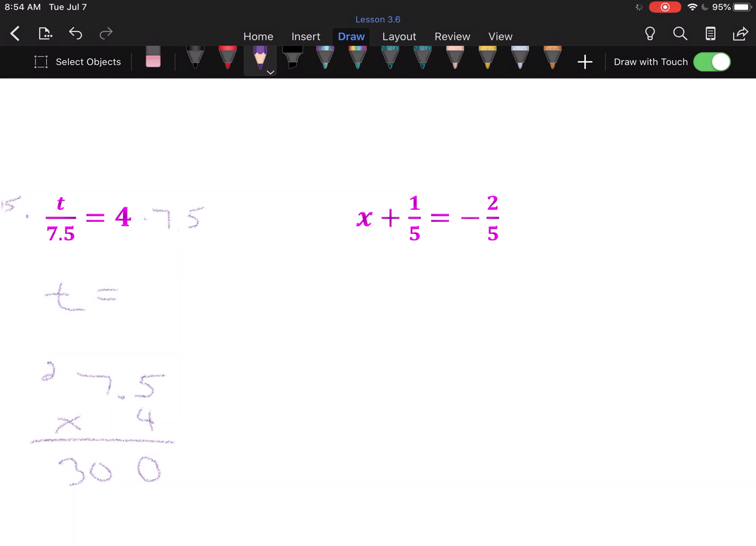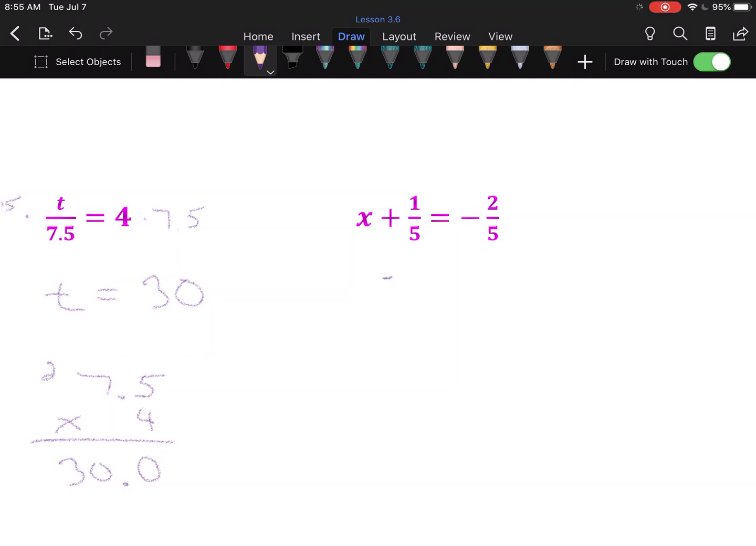1 decimal place in the problem, 0.5. 1 decimal place in the answer. So the answer is 30. I do not need the 0.0, so I will just say T is 30. If you put 0.0 on, that's fine. I'm not going to mark 30.0 wrong.